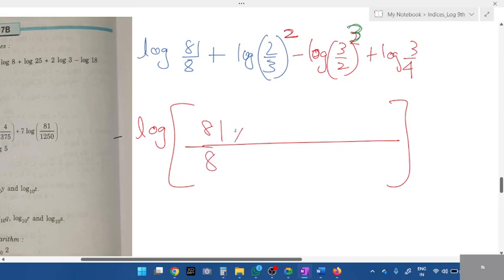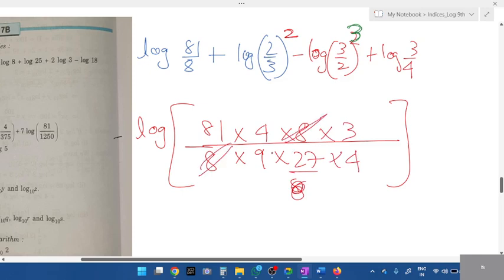81 by 8 multiplied by 4 by 9. Then 27 into 8. See, 27 divided by 8. This 8 I have written on top. That's it. Into 3 by 4. 8 and 8 get cancelled. 9 ones are 9, 9 nines are, 9 threes are, 3 and 3. Okay, everything gets cancelled.